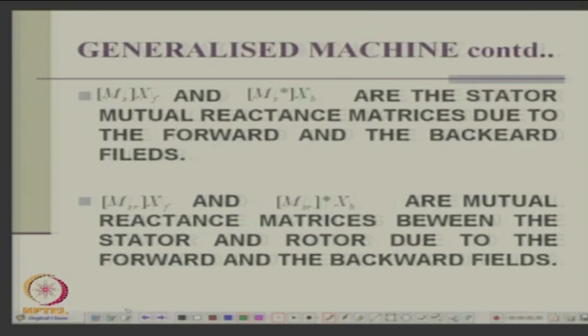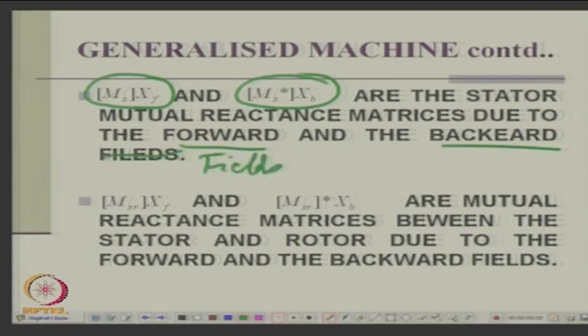Then we said that MS into XF and MS star into XB are the mutual reactance matrix due to forward and backward fields. Okay. And MSR XF and MSR conjugate XB are the mutual reactance between the stator and rotor due to forward and backward. That means between stator and rotor, mutual reactance between the stator and rotor. Okay.